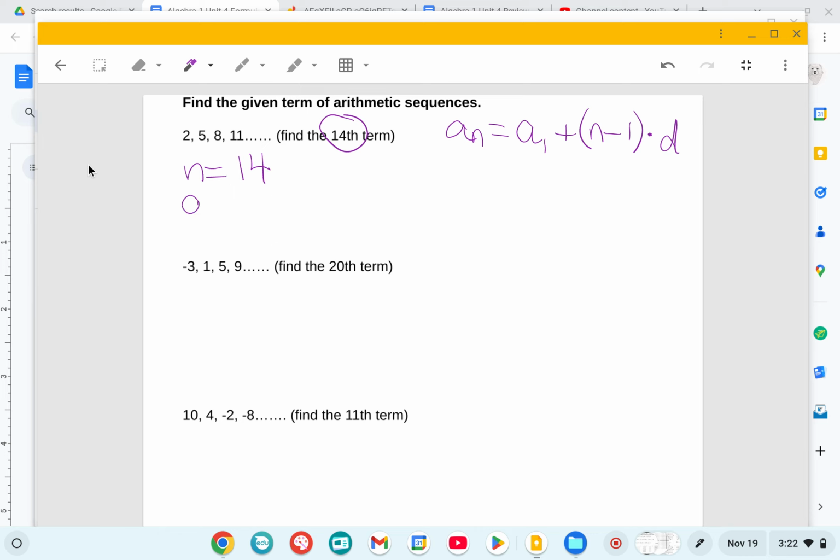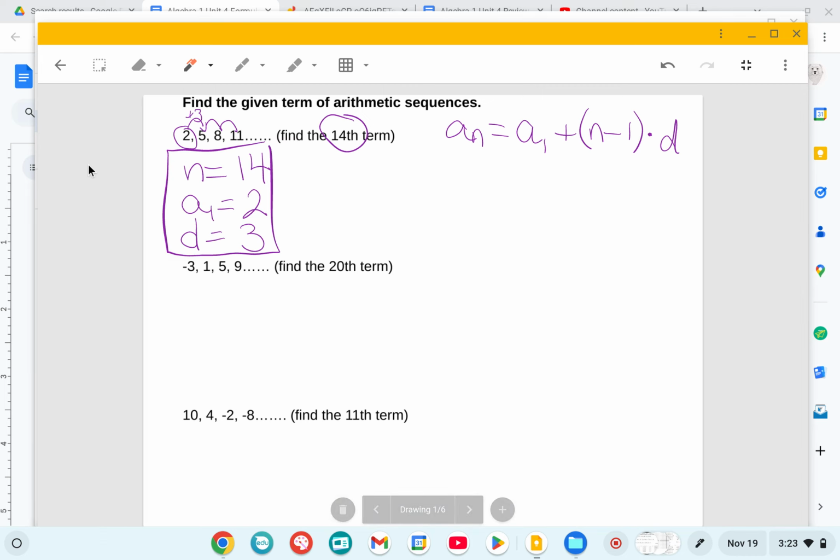The A1 is the first term. That's 2. That's the first term in the sequence. And the D is how much the numbers are changing. These numbers are going up by 3. And so you can see that 2 to 5, 5 to 8, 8 to 11, it's going up by 3. So these are the numbers that we're going to then take and plug into our formula over here.